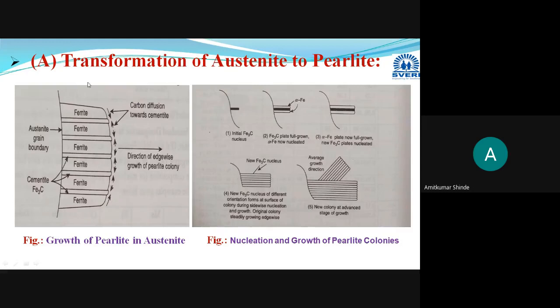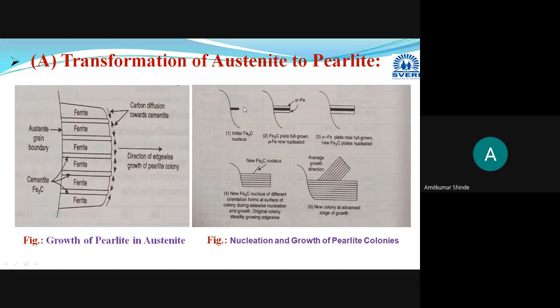Here in this diagram you can see the cementite. This is the cementite and austenite grain boundary. This portion is the cementite, and this is the ferrite. Initially the cementite nucleus will be formed, and this nucleus will grow. This dark portion will grow by diffusion of the carbon. Where do you get the carbon from? Carbon from austenite will diffuse here on the boundaries, and this cementite will grow with the diffusion of the carbon.